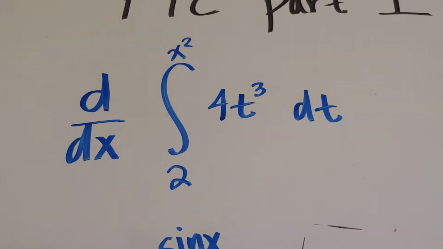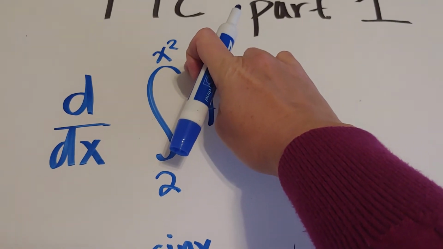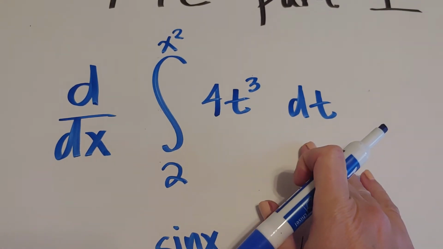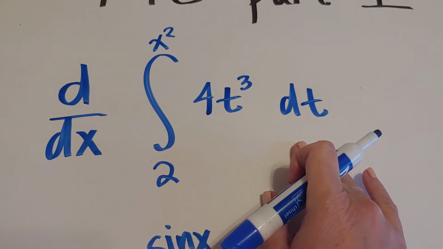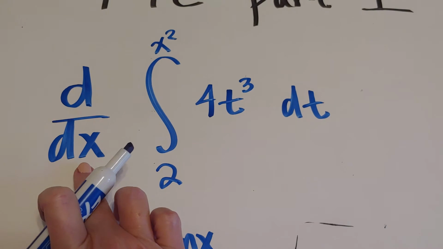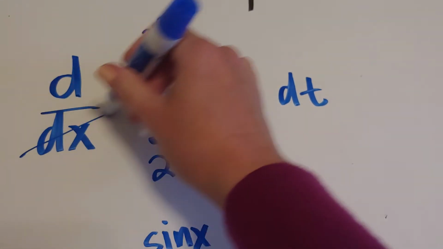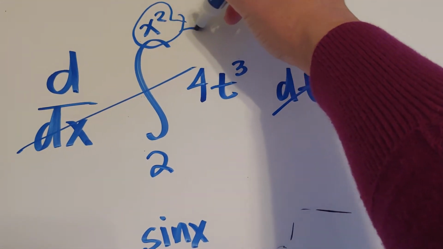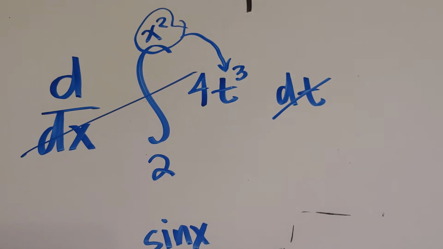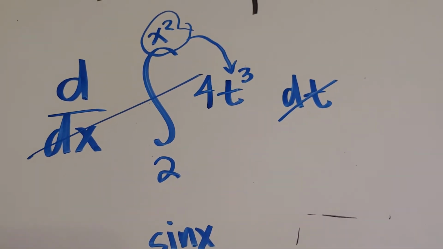All right, so now we're going to look at it when it's not just an x at the top of our integral, it's now an x squared. So the question is, do I just do the same thing? Yes and no, there's going to be an added step. What happens is that the derivative and the integral will cancel out, and we're going to place an x squared in where we see a t. However, because of chain rule, we have to then multiply our final answer by the derivative of x squared.